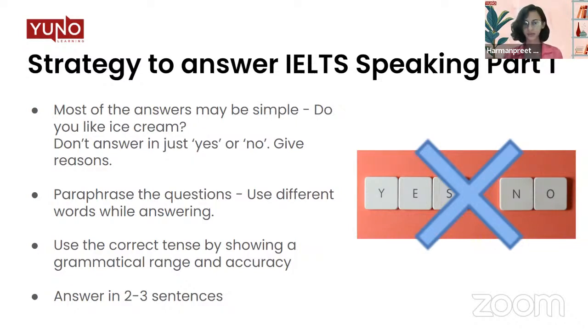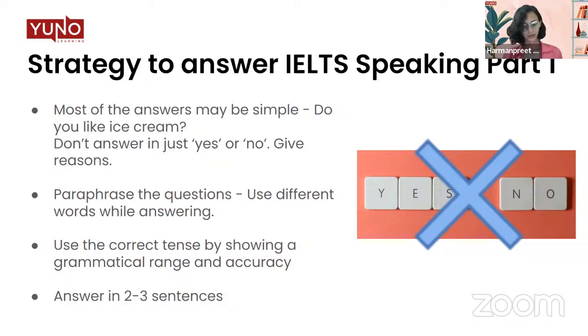Then paraphrase the question. Never use the same words while answering the questions. Paraphrase it in your own words. Make sure that you're answering it correctly. Use the correct tense by showing a grammatical range. As I already said, if the question is about something you did in your past, let's say where you used to live 2 years ago, use a past tense. Use perfect tenses, use continuous tenses to show that you possess the range of tenses and you know how to mold your tenses according to the question that is being asked.